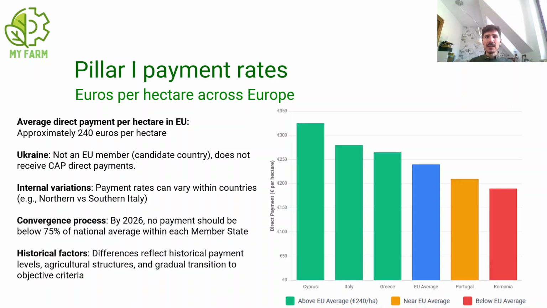because in Italy, for example, not all the farmers receive the same 20 to 275 euros per hectare. There are huge differences based on several factors. So the European Commission wants that also at internal level, within each single member state, the payments are harmonized.